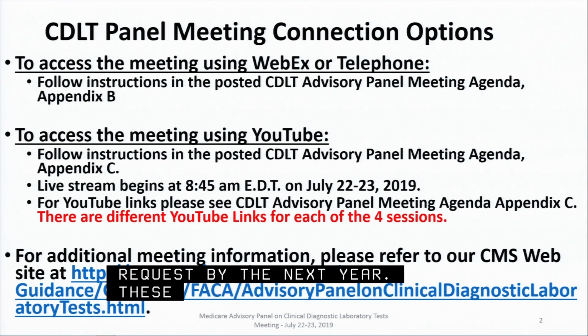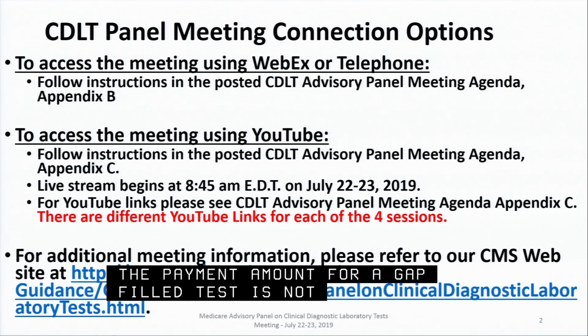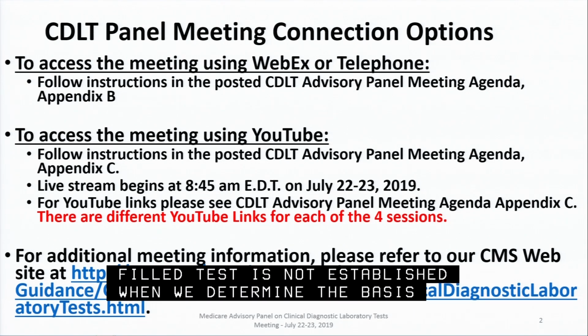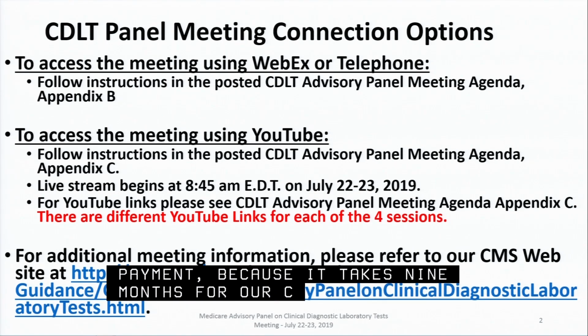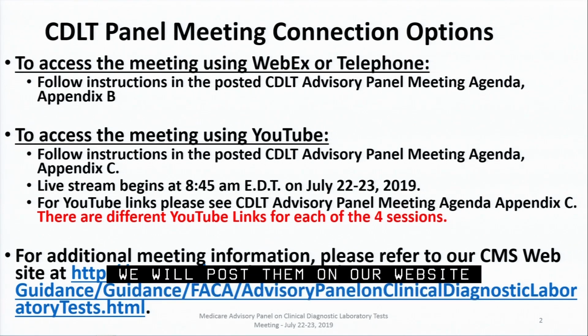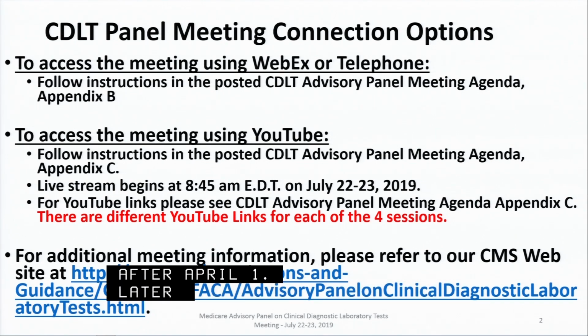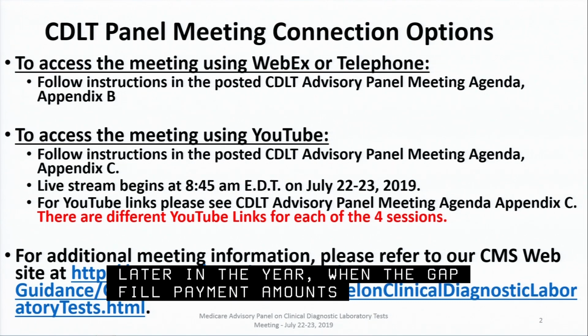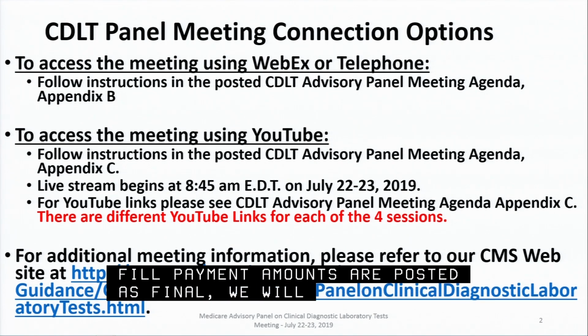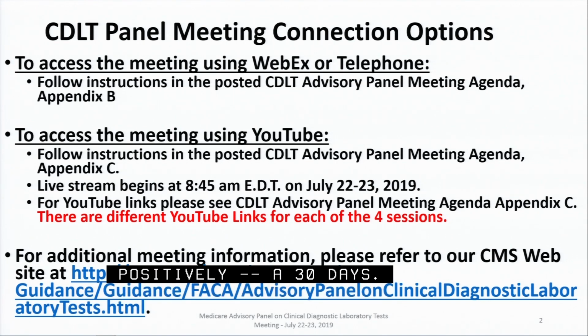Unlike a test crosswalk for a CLFS lab test code, the payment amount for a gap fill test is not established when we determine the basis for payment because it takes approximately 9 months for our contractors to establish carrier-specific amounts. After prices for gap fill codes are developed by the Medicare contractors, we will post them on our website and accept comments for 60 days after April the 1st. Later in the year, when the gap fill payment amounts are posted on the website as final, we'll accept reconsideration requests on the gap fill amounts for approximately 30 days. After the reconsideration process is complete for a cycle, the determination is final and would not be subject to further reconsideration.